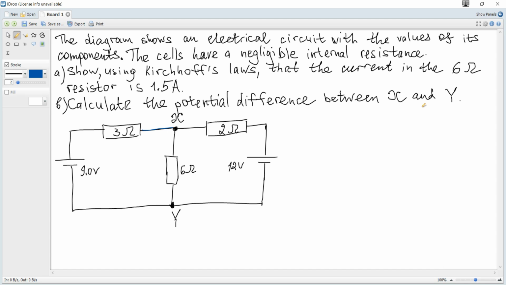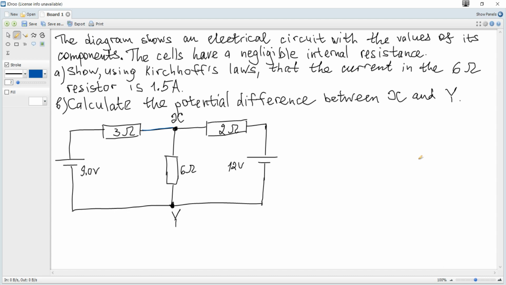The diagram shows an electrical circuit with the values of its components. The cells have a negligible internal resistance. Show using Kirchhoff's laws that the current in the 6 ohm resistor is 1.5 amps. Calculate the potential difference between X and Y.